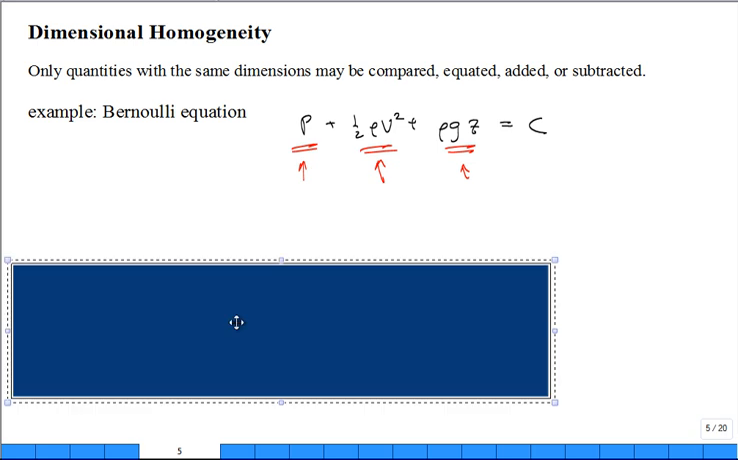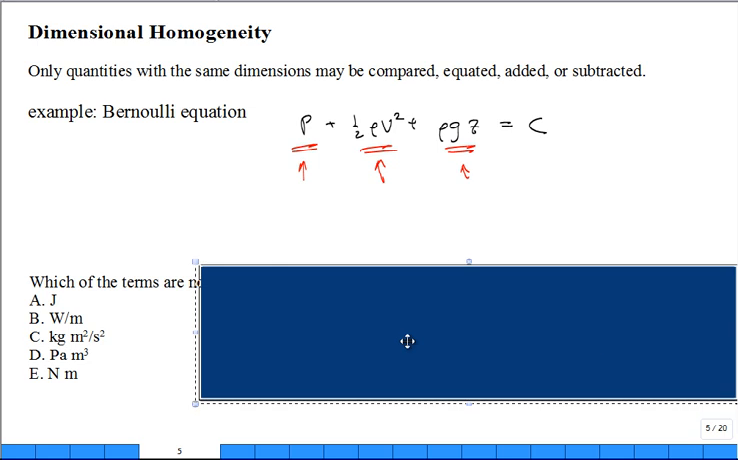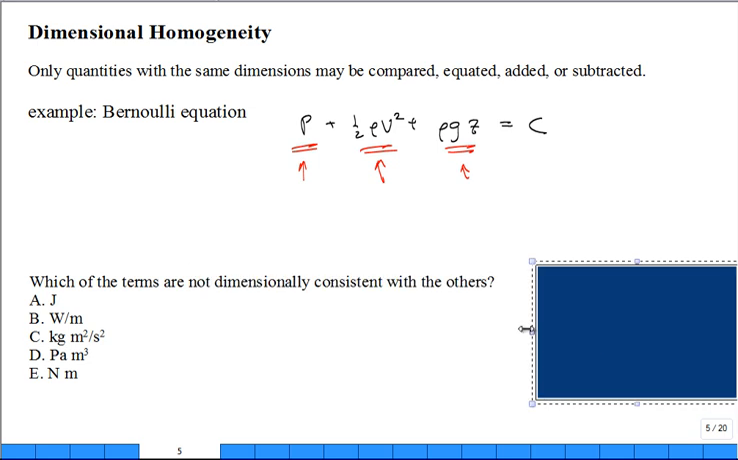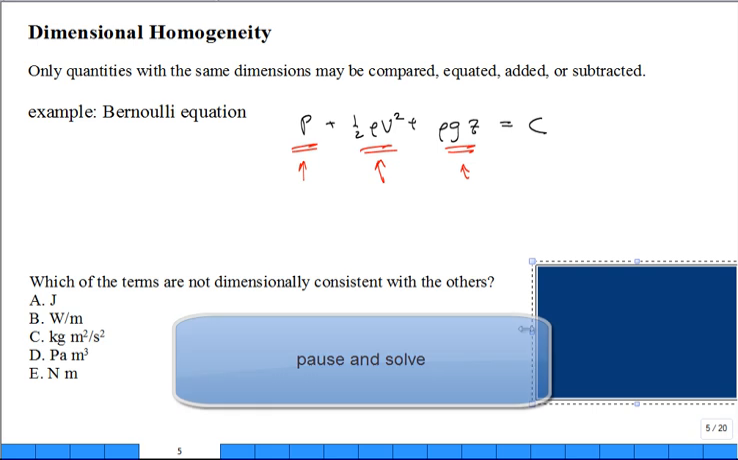Let's take a look at what I have here. Which of the terms are not dimensionally consistent with the other terms in the list? Is it A or B or C or D or E? Don't shout it out. Let everybody work on it. 4 of the 5 are consistent. 1 is the oddball. Which is the oddball?